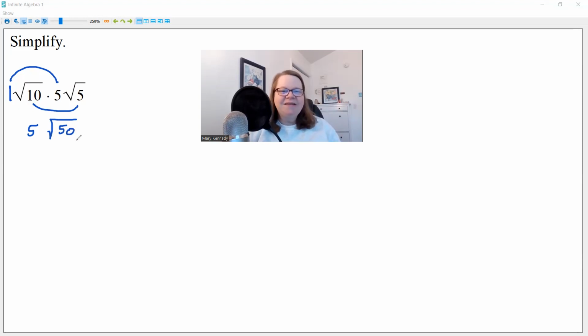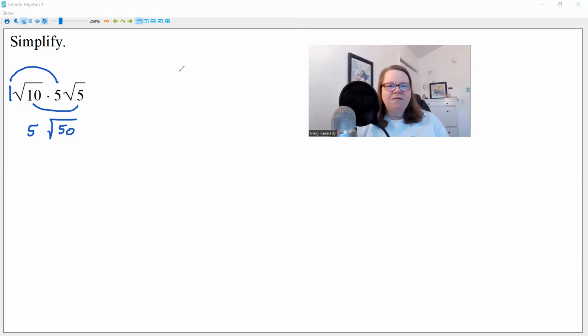We need to see if we can simplify this square root, okay? So let's think about that. So the square root of 50. So let's break 50 down into things we can multiply to get 50. There's a couple of ways to do it. I think of 10 times 5 or 5 times 10, and then I'll break that down. 5 times 2, and I'll bring this 5 down.